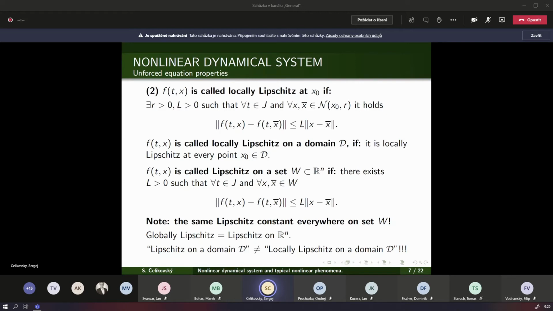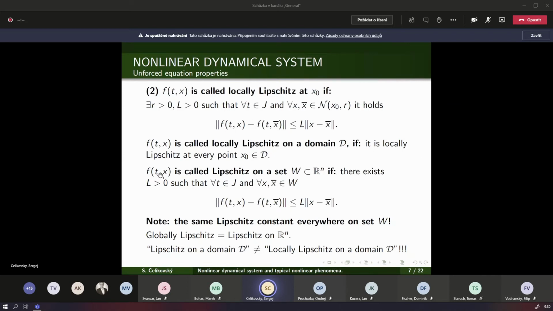So we take the domain, we take an arbitrary point in the domain, and for this arbitrary point x0 in the domain, we find its own small ball-like neighborhood and its own constant L, and then we can have this property for all points from this small neighborhood. So this is locally Lipschitz on the whole domain.